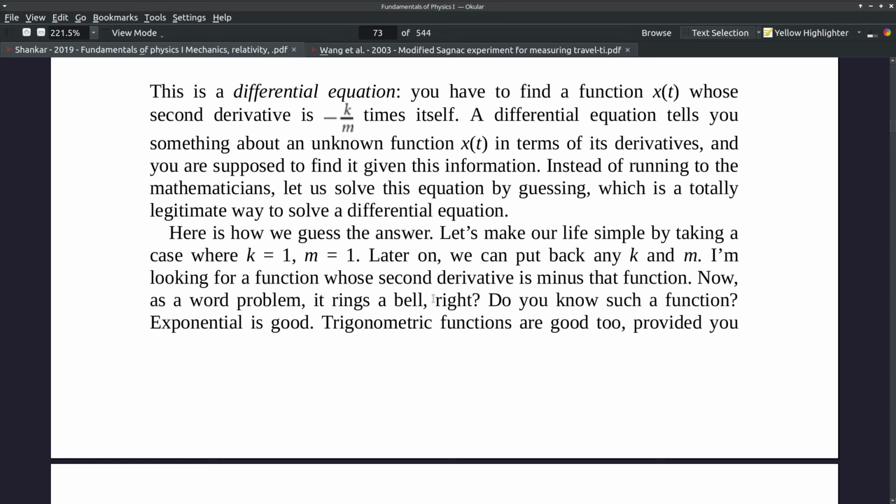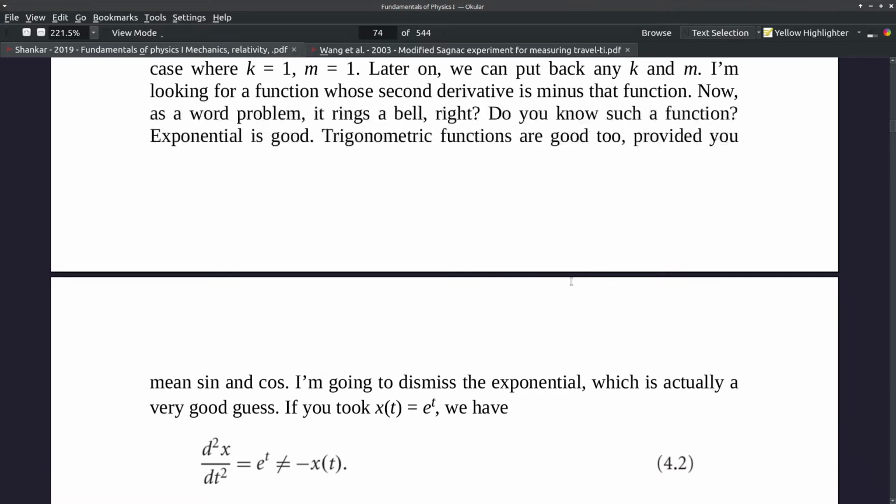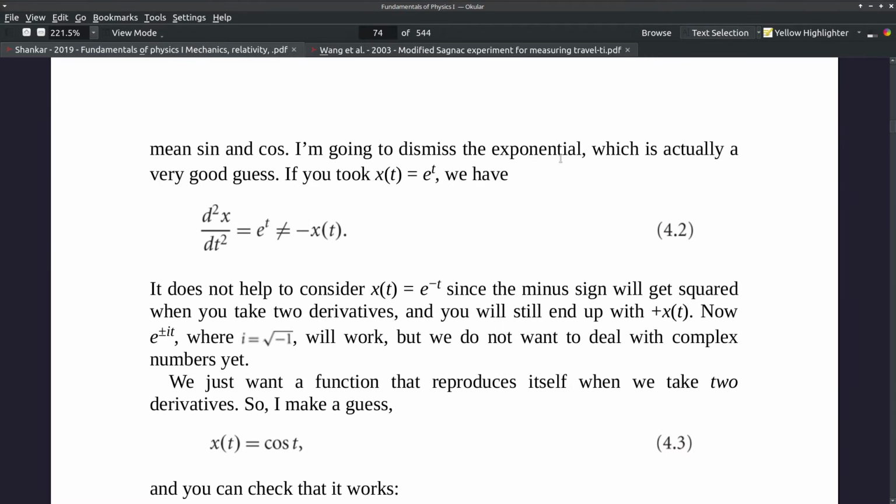Now, as a word problem, it rings a bell, right? Do you know such a function? Exponential is good. Trigonometric functions are good too, provided you mean sine and cosine. I'm going to dismiss the exponential, which is actually a very good guess. If you took x of t equals e to the power of t, we have the second derivative equals e to the power of t, which is not equal to negative x of t. It does not help to consider x of t equals e to the negative t, since the minus sign will get squared when you take two derivatives, and you will still end up with plus x of t.